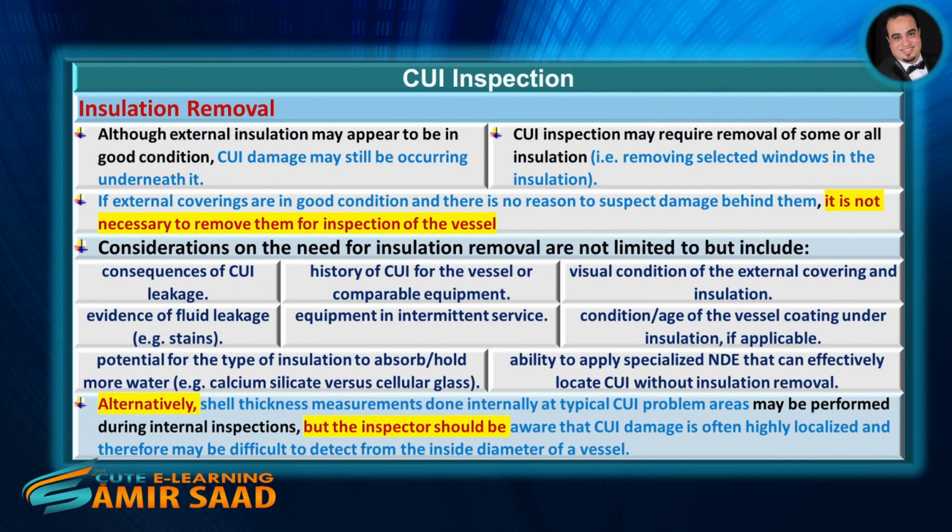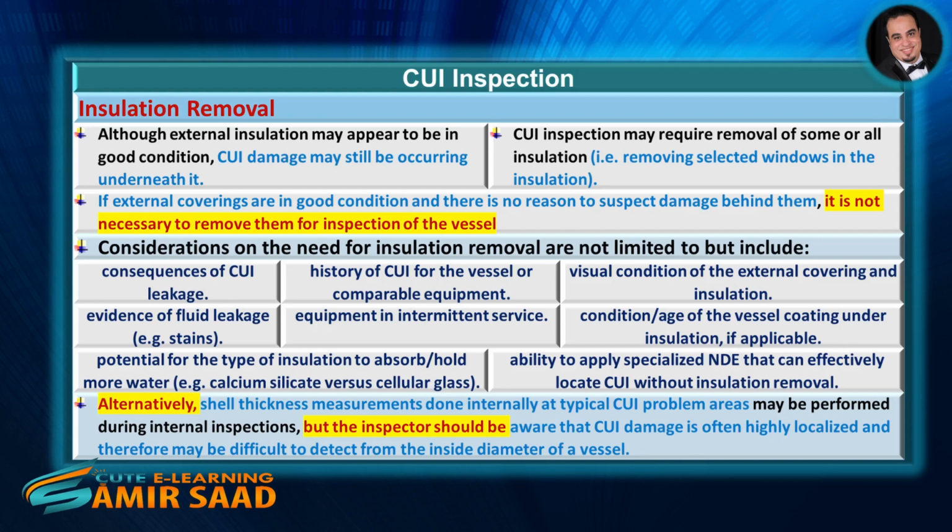Insulation removal. Although external insulation may appear to be in good condition, corrosion under insulation damage may still be occurring underneath it. Corrosion under insulation inspection may require removal of some, or all insulation, that is removing selected windows in the insulation. If external coverings are in good condition, and there is no reason to suspect damage behind them, it is not necessary to remove them for inspection of the vessel.